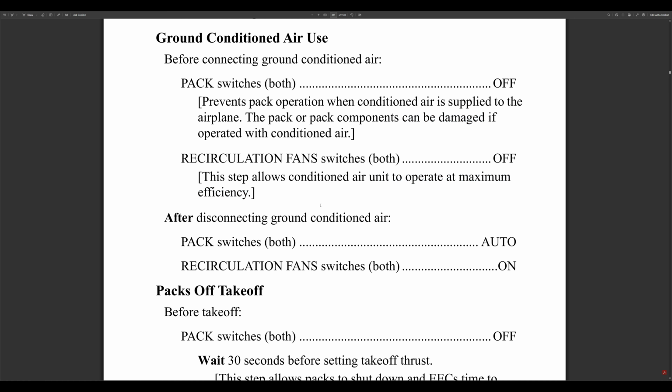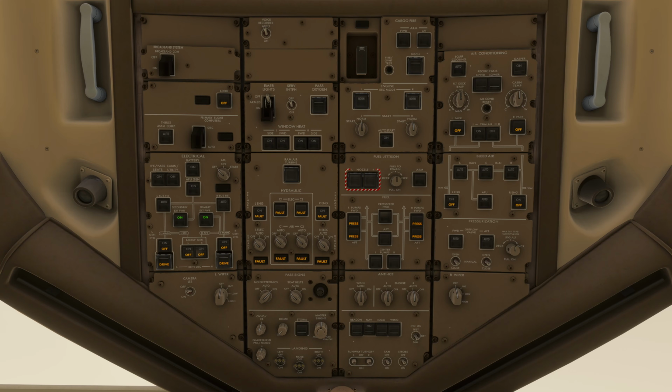So these two steps are separated. One is mandatory, the other one is not, but is highly recommended. So this is how we proceed with our external air conditioning unit.